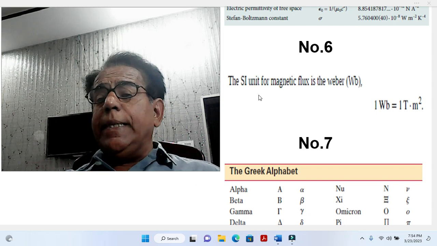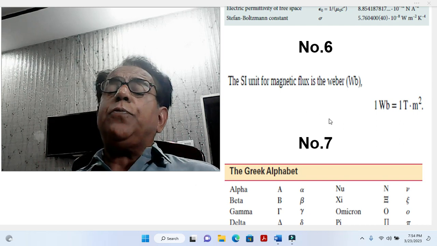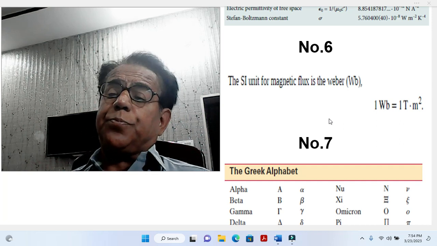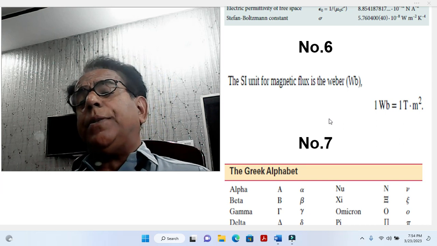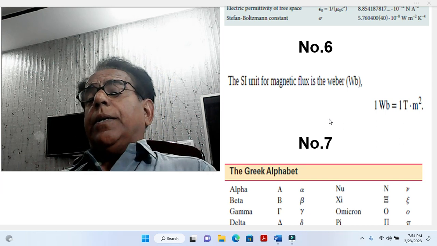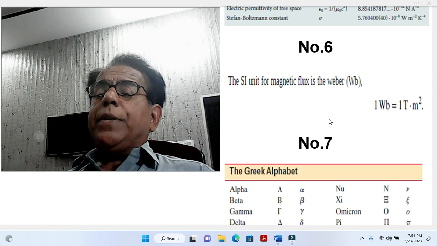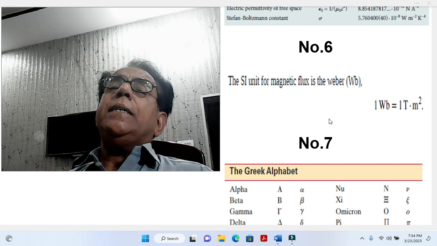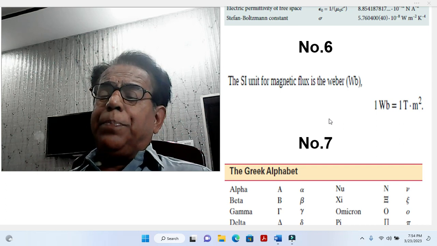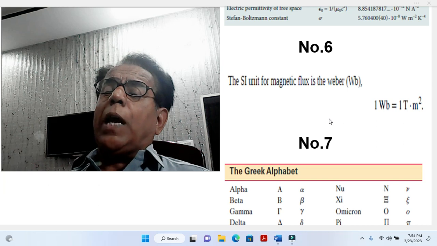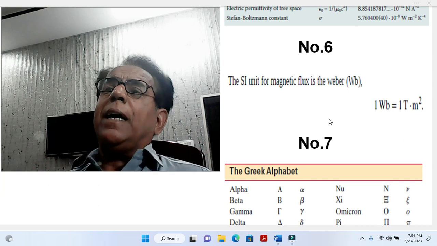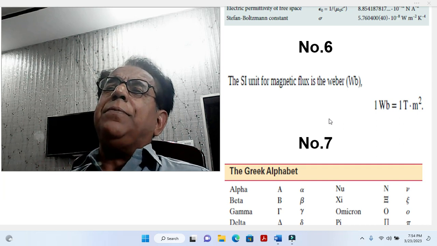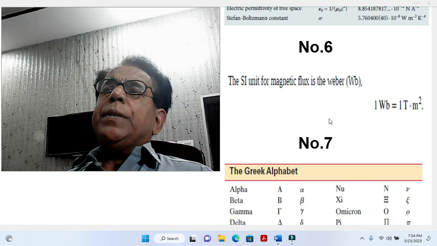Tool number 6 deals with the Weber. Dear students, for the time being we are not going into the detail of Weber, we are just defining Weber, and our answer will also be in terms of Weber. Here Weber is in terms of Tesla times meter squared. If we discuss this Weber in detail, then definitely we will also have to define Tesla.